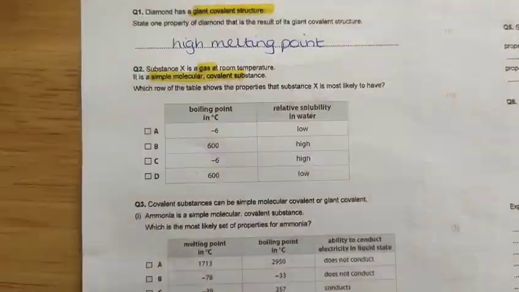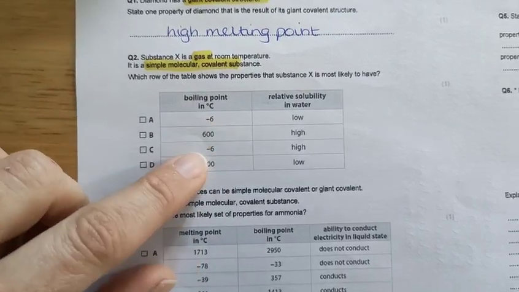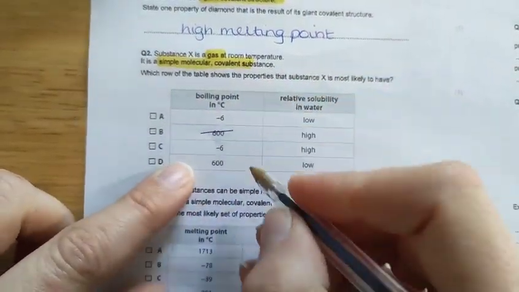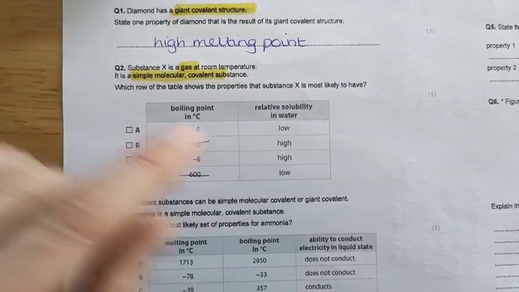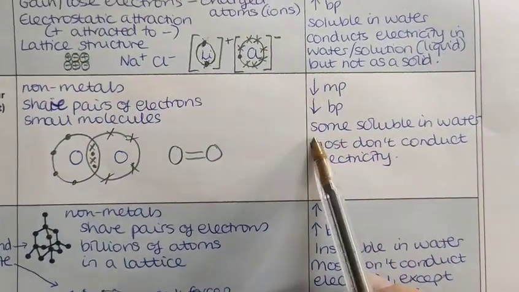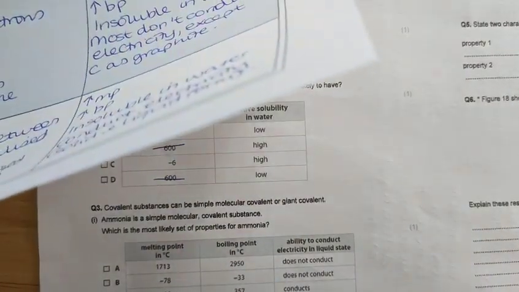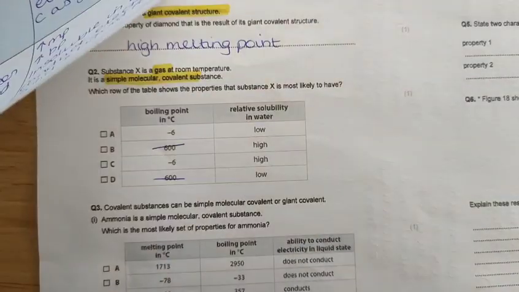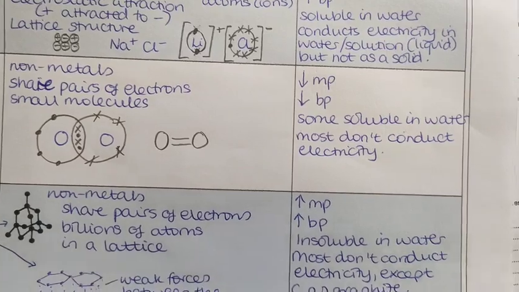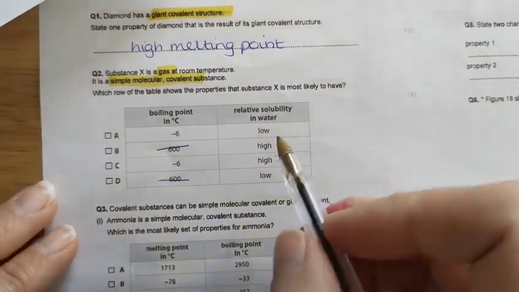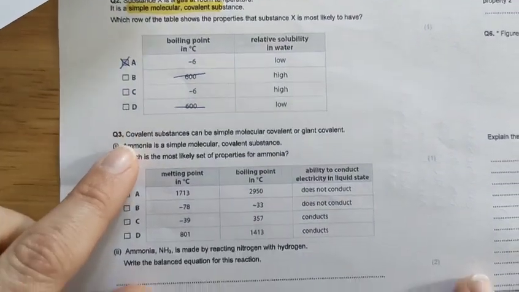So low melting point, low boiling point. So we're looking at boiling point low. So it can't be that one, it can't be that one because those are high. So it must be between those two. Solubility in water: it says some are soluble in water. So because it's some, I'm going to put low solubility in water. Okay, so that is A. The answer is A.